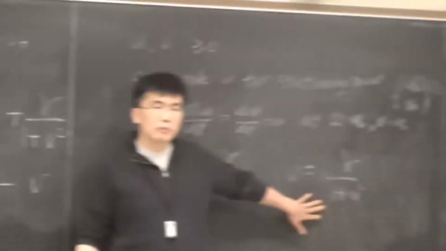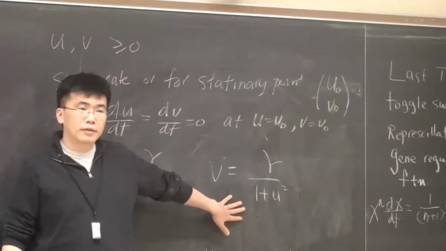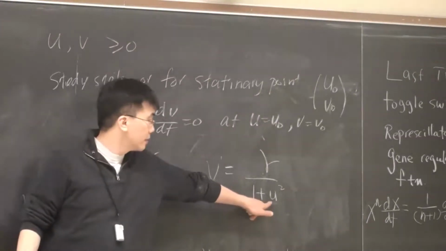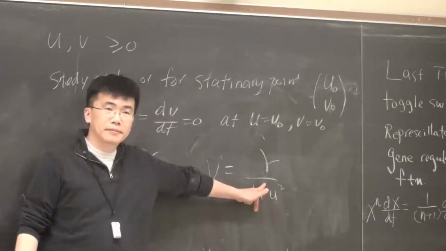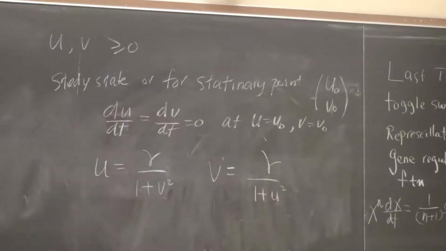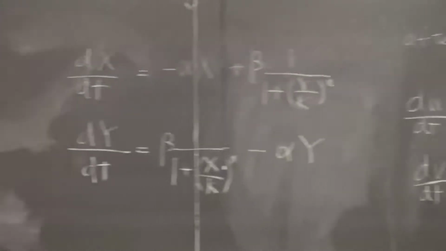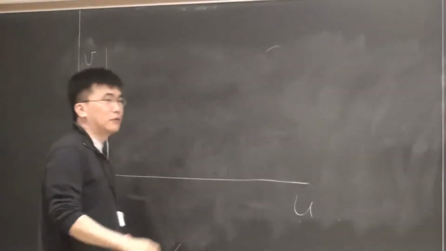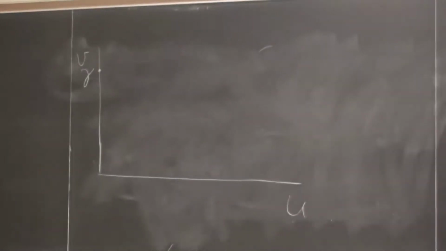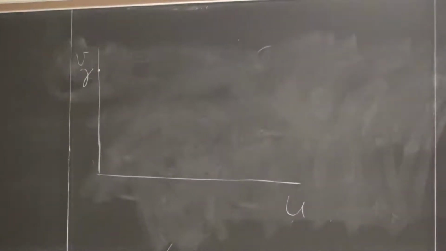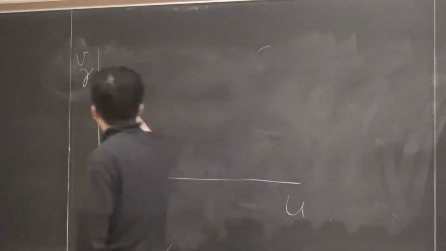So let's plot this function, V equals gamma over 1 plus u squared. When u is 0, this becomes gamma. It starts from gamma here. And then when u becomes infinite, this becomes 0. So actually what you get is a function that looks like this.